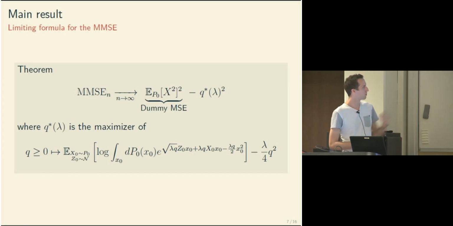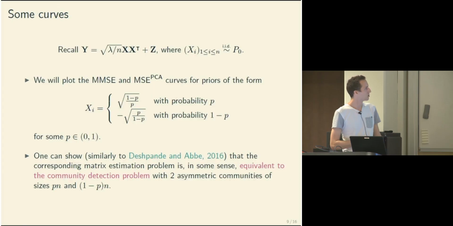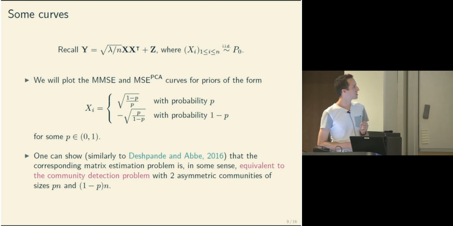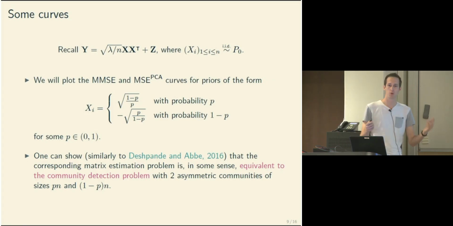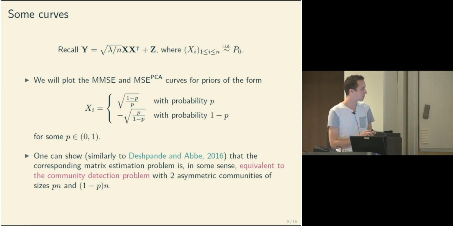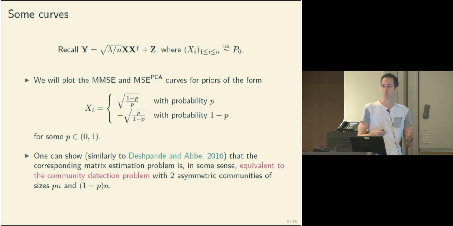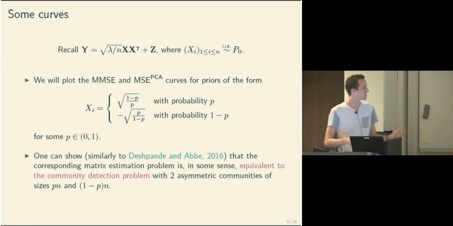Okay, so we have the formula for this MMSE, and I will now show you some plots of the results. I will here consider a particular prior, that is this kind of prior, and that is simply the probability distribution over 2 points that is centered with unit variance. So it is of this form. And why is this prior distribution interesting? Because you can show actually that the problem of community detection on random graphs can be related to the corresponding matrix estimation with this kind of prior on your signal. So if you want to study asymmetric community detection, then that is an interesting problem to look at.